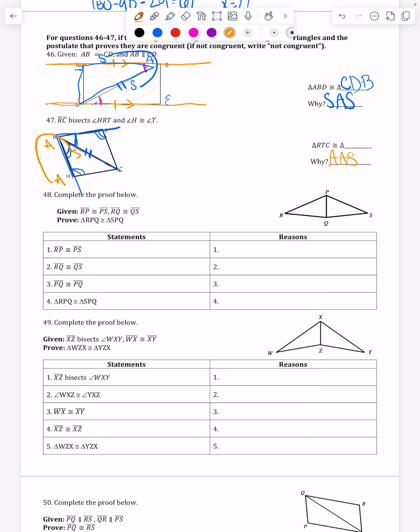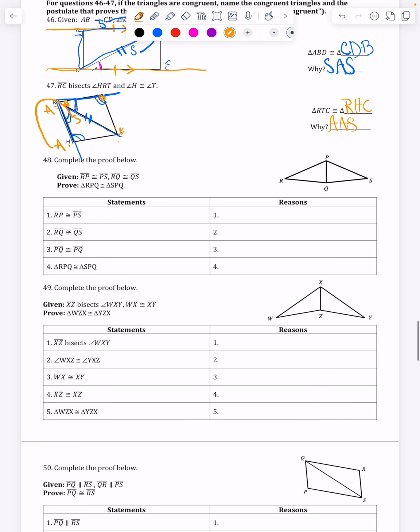Okay, then it says R to T to C. Well, I have to mimic these congruence markers, so it's going to go from R to H to C here. R to H to C. You just have to watch how it's moving and what congruent markers there are and follow those. Okay, almost to the end. Three proofs and we're done, guys.